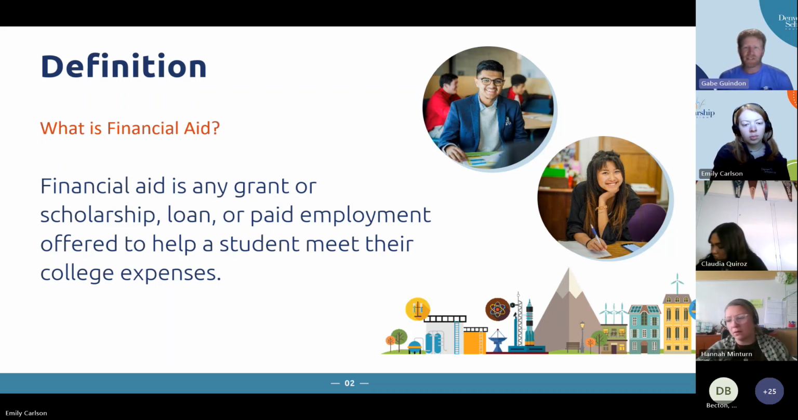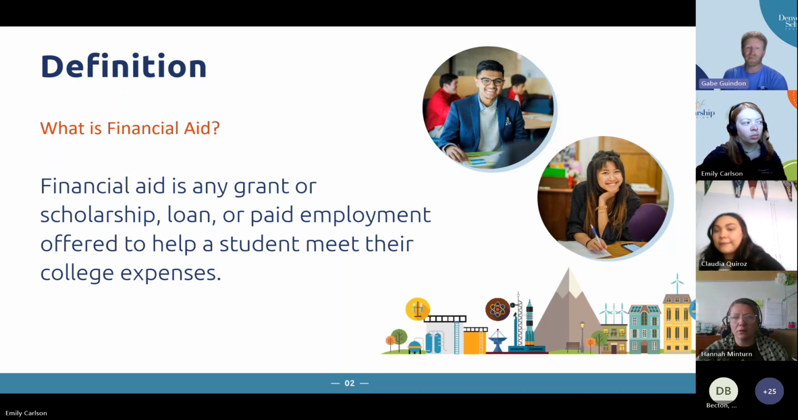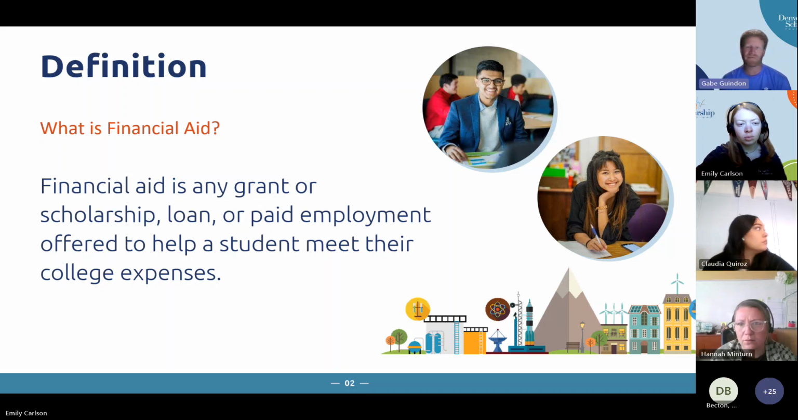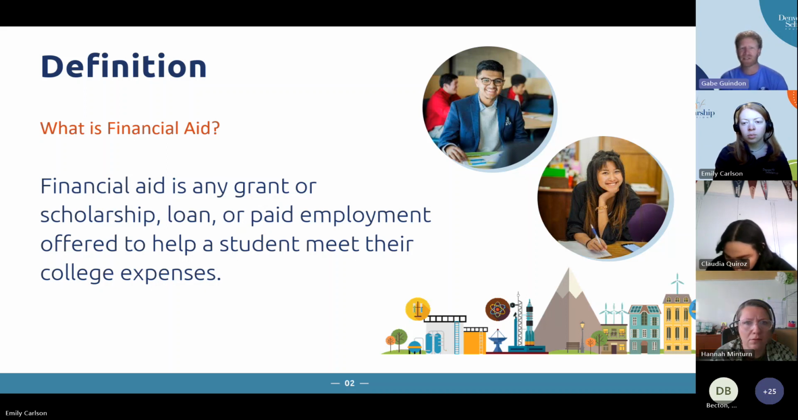So, financial aid. The definition of financial aid that DSF uses is any grant, scholarship, loan, or paid employment offered to help students meet the cost of college expenses. As we move further through my slides, we'll be reviewing the details of what those grants look like, examples of scholarships, examples of loans and interest connected to loans as well. Our goal for my section is to dissect and define those different components of financial aid.